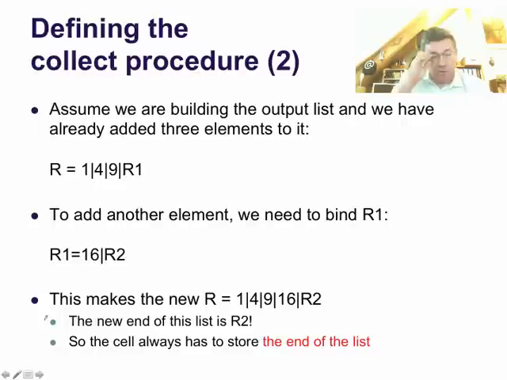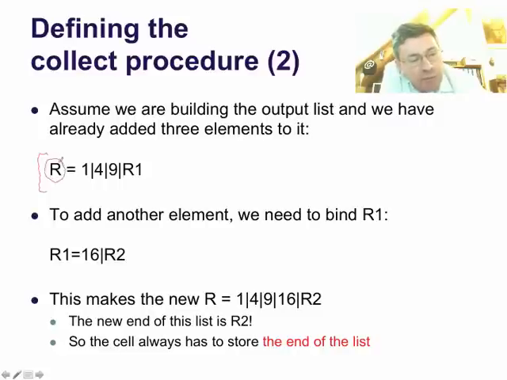So how do we do it? Well, let me show you with an example. Assume that we're building an output list and we've already added 3 elements. So R is the output list. We've added elements 1, 4, 9, and we're not done yet, so we have some unbound tail here, R1.